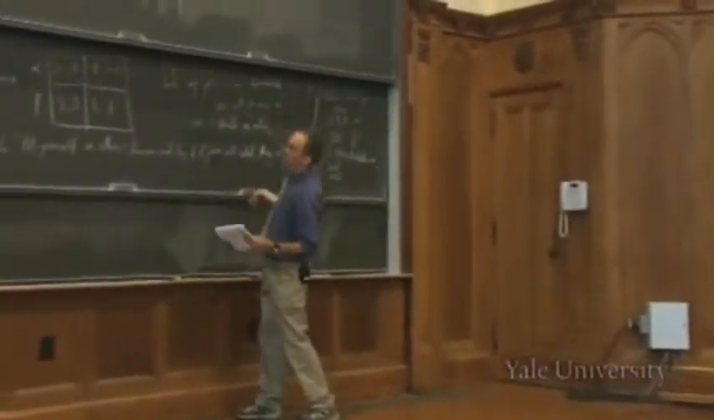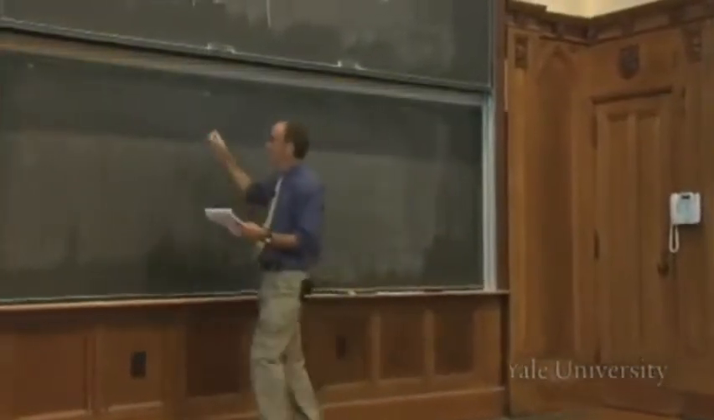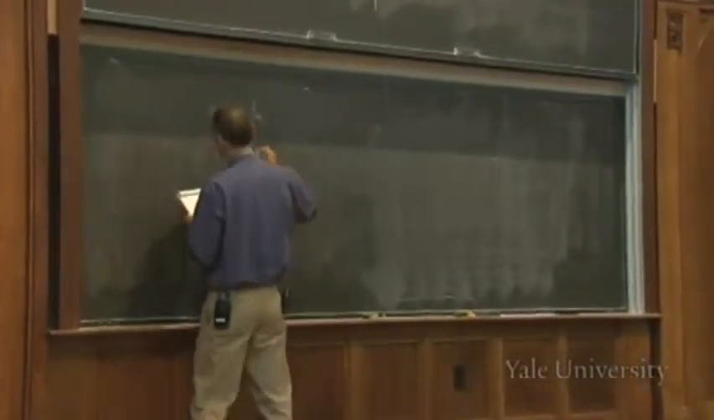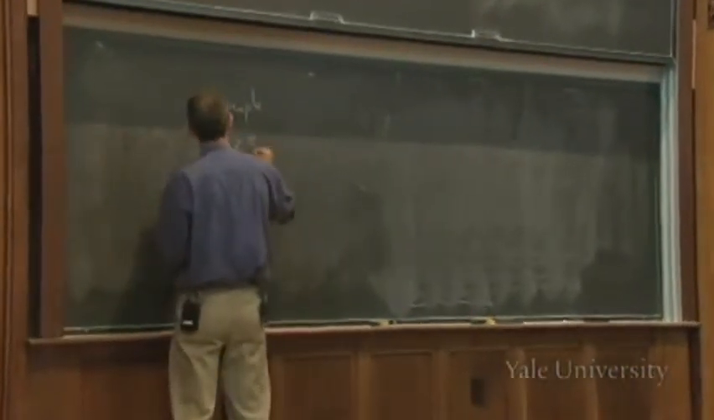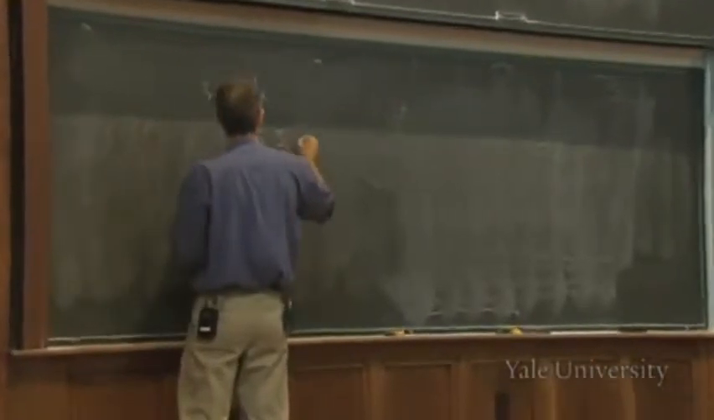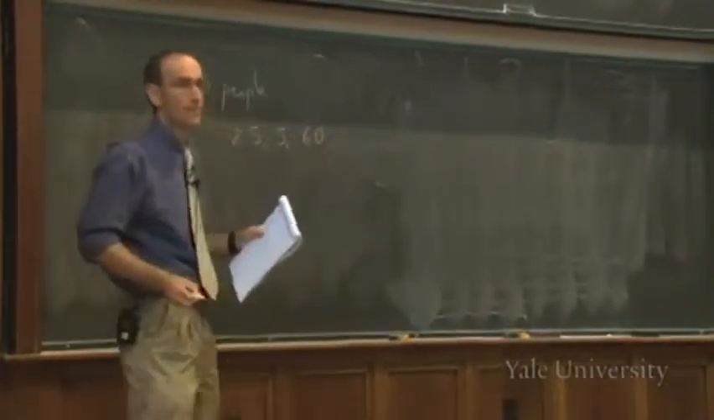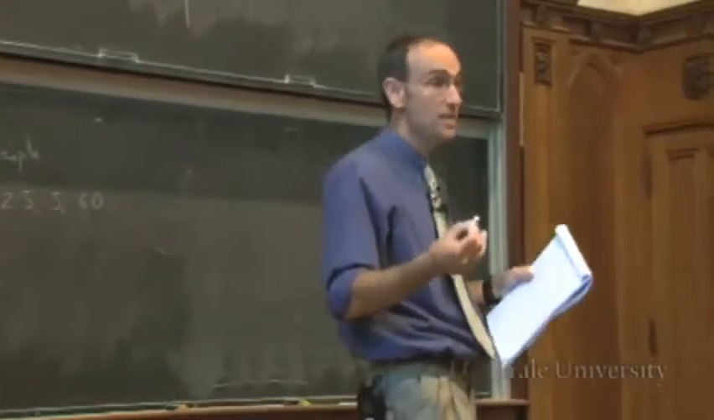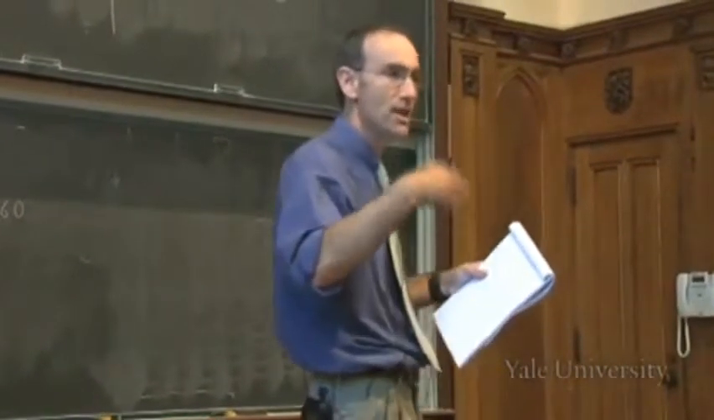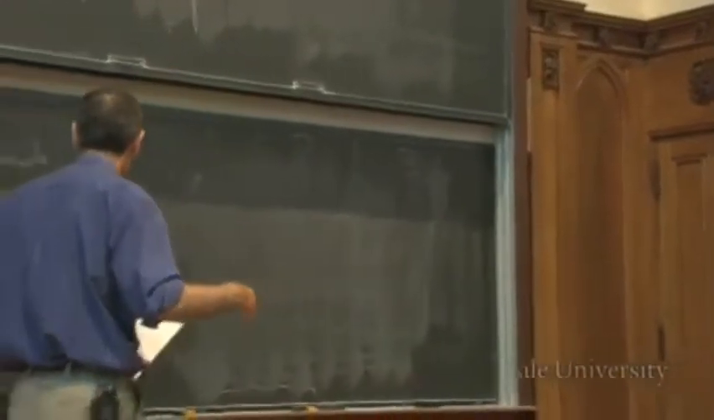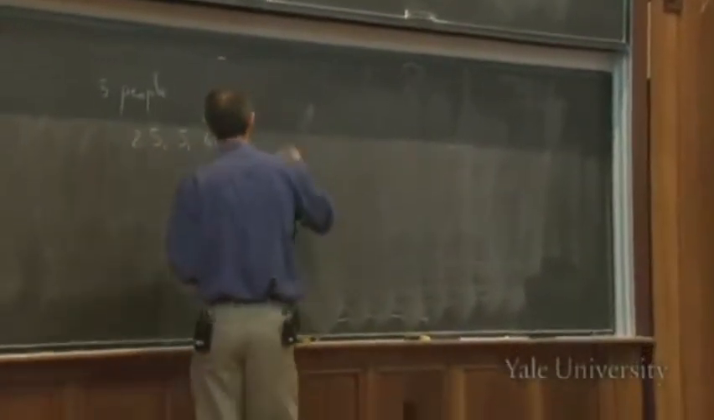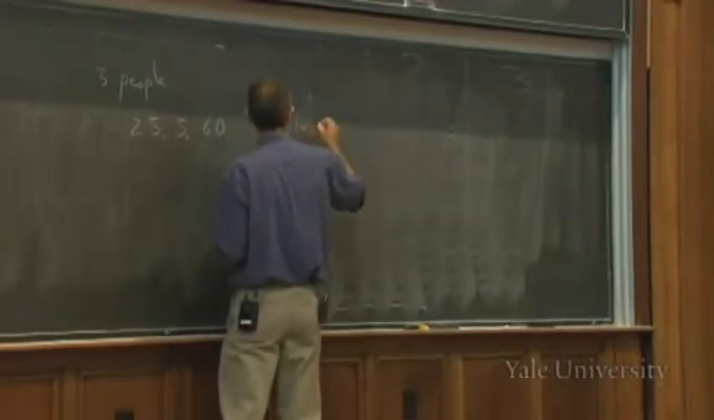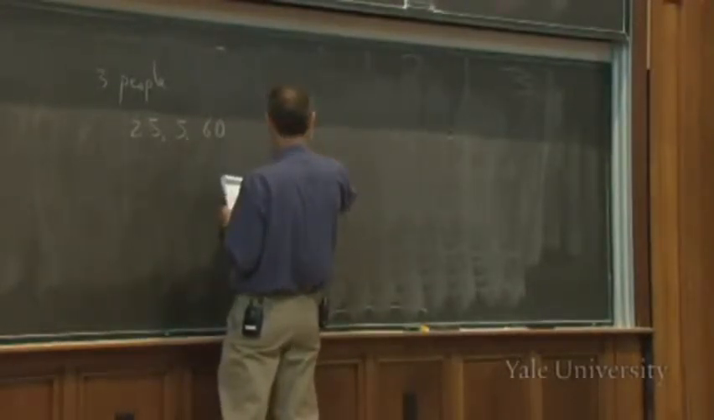Got one more board, that's good. So imagine there were 3 people in the class, and imagine that they chose 25, 5, and 60. All right, so 25 plus 5 plus 60 is 90. People should feel free to correct my arithmetic because it's often wrong. 90, right?